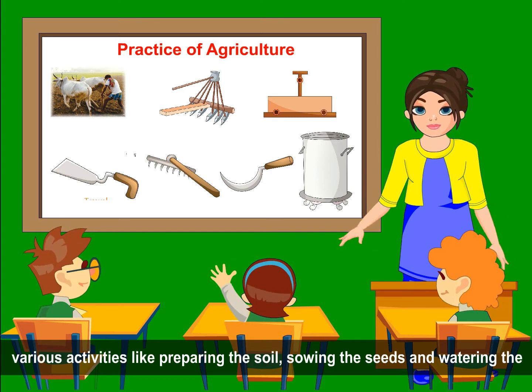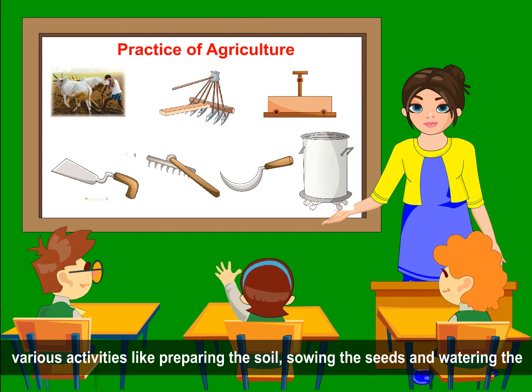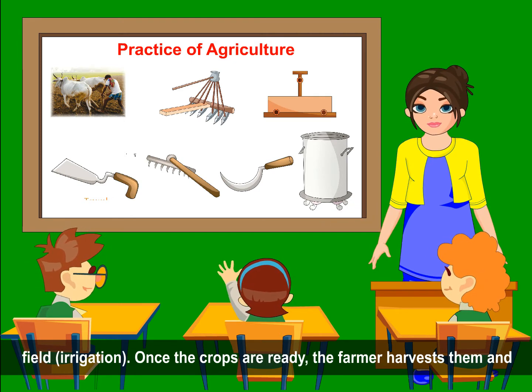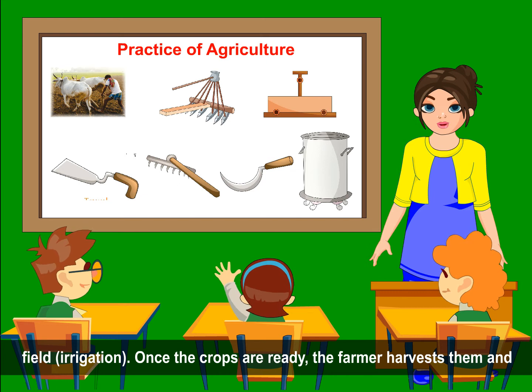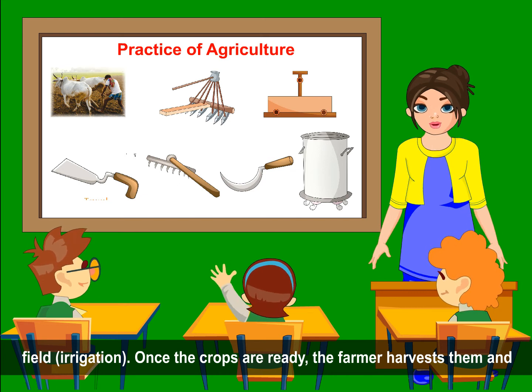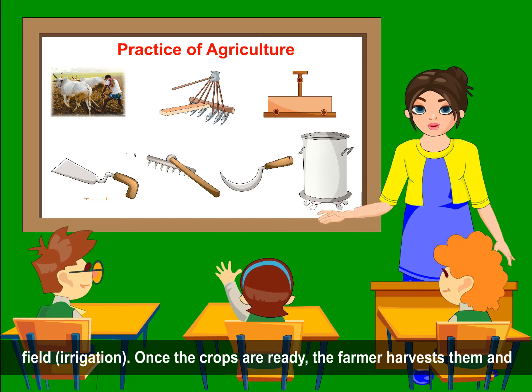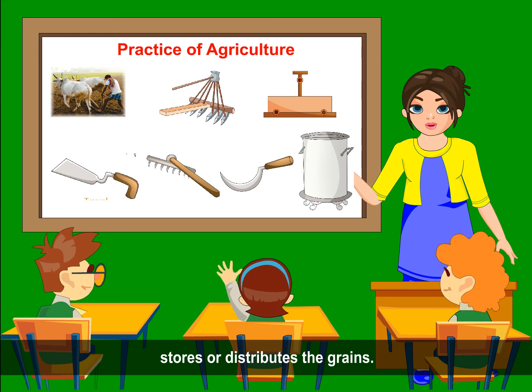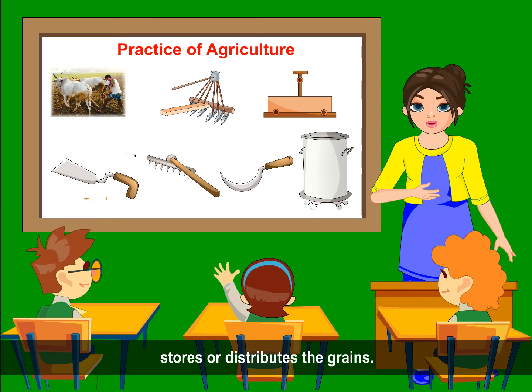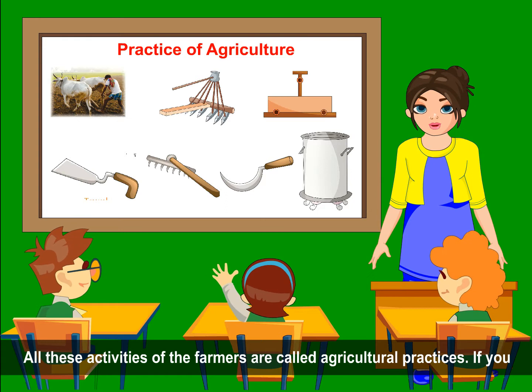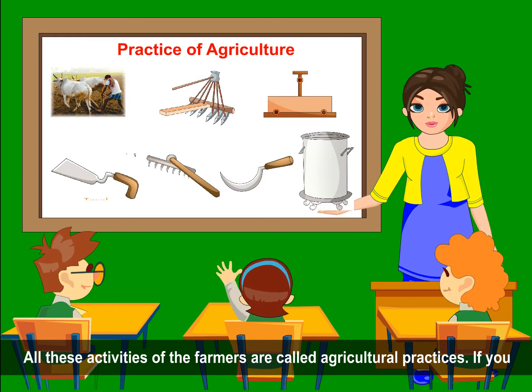preparing the soil, sowing the seeds, and watering the field or irrigation. Once the crops are ready, the farmer harvests them and stores or distributes the grains. All these activities of the farmers are called agricultural practices.